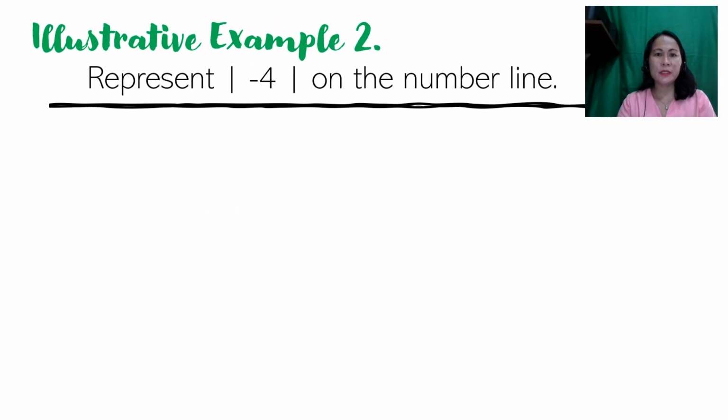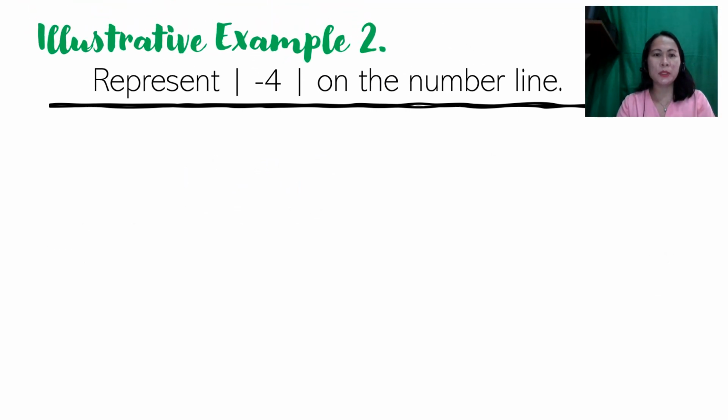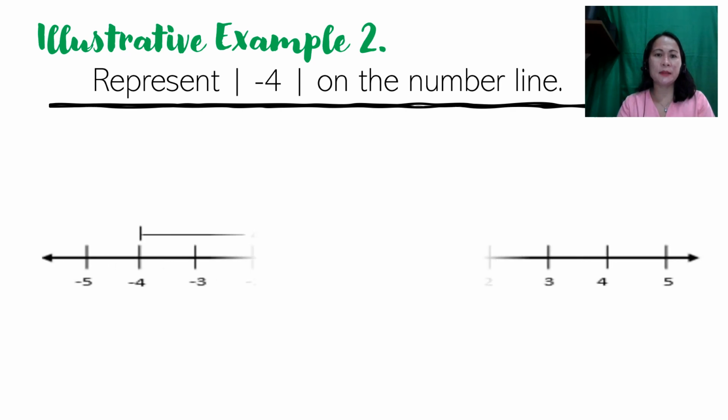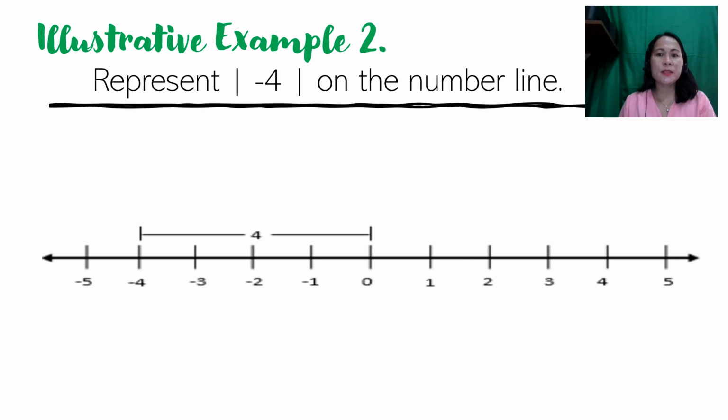Illustrative example number 2 in your module. Represent the absolute value of negative 4 on the number line. So the distance of negative 4 from 0 is 1, 2, 3, and 4. So the absolute value of negative 4 is 4.